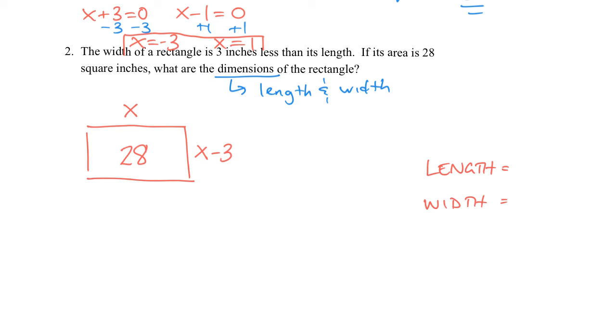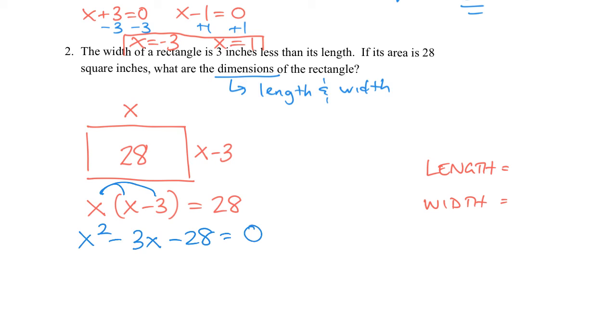Now let's write an equation. How do you find the area of a rectangle? Length times width. So length is x, width is x minus 3, area is 28. Length times width equals area. Okay, so now it's a quadratic equation and I just need to solve it. Step 1, get it in standard form. I'm going to distribute, x squared minus 3x, and I'm going to subtract 28 from both sides. That equals 0.